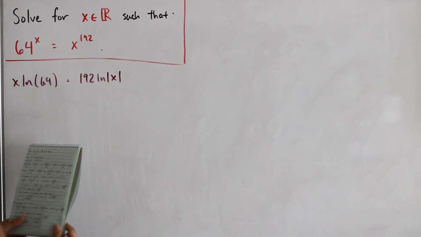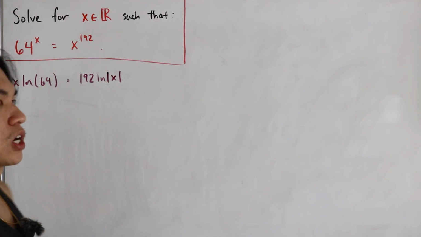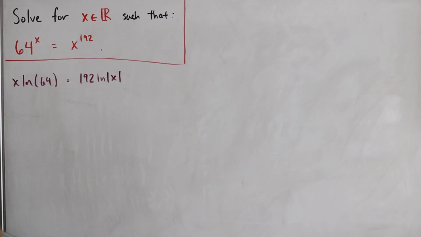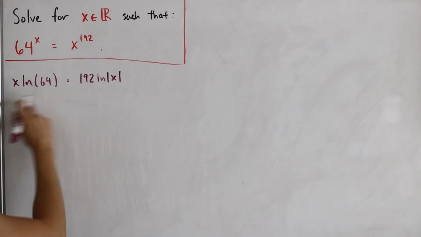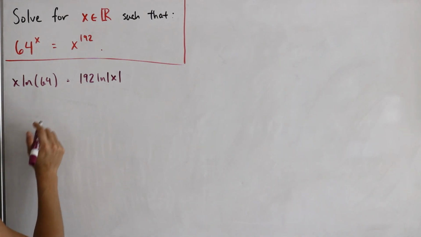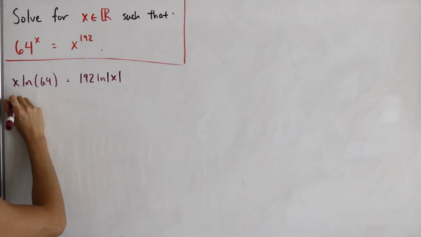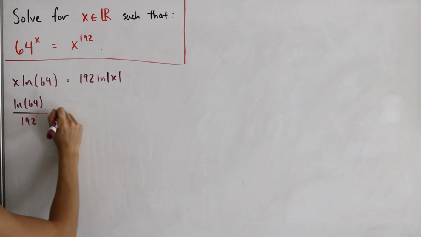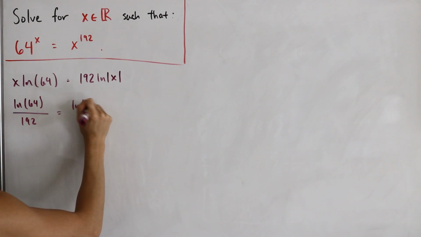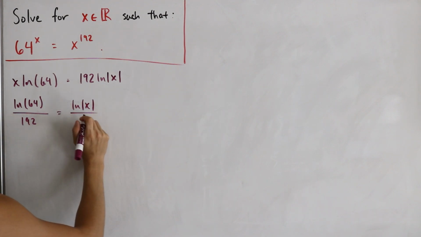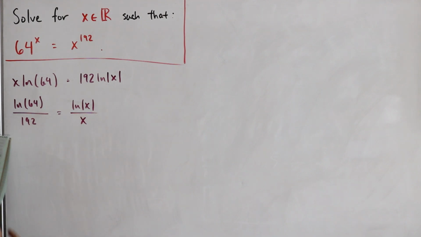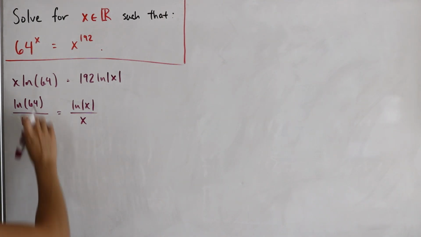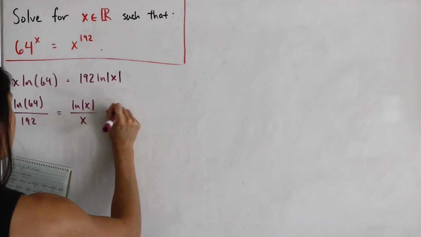Okay. So now, as you can guess, when you're solving for some variable on its own, we want it by itself. So what I'll do is divide the 192 to both sides and divide the x to both sides. So we have the natural log of 64 divided by 192, set equal to the natural log of the absolute value of x, and then divided by x.